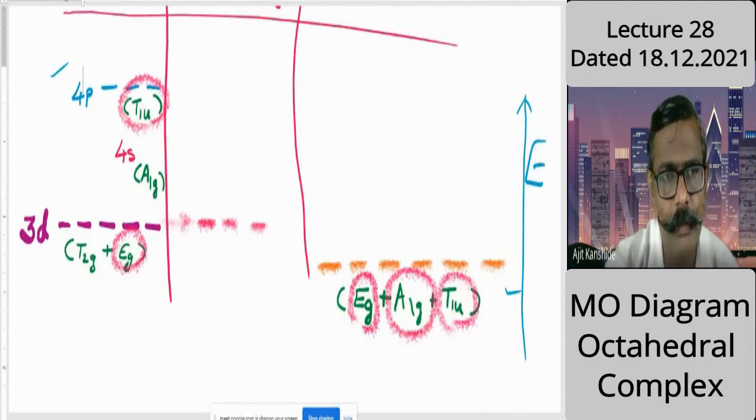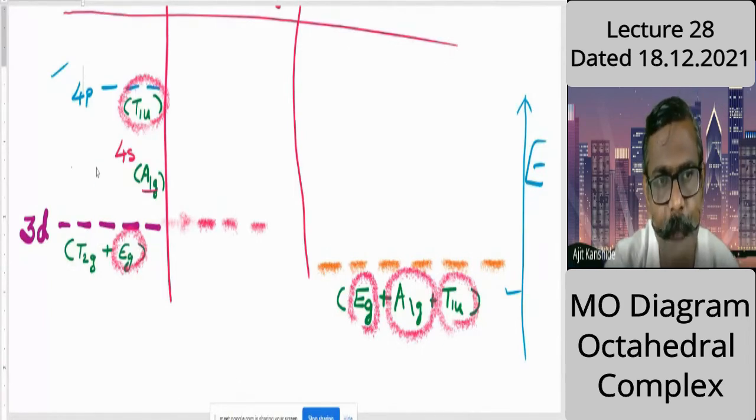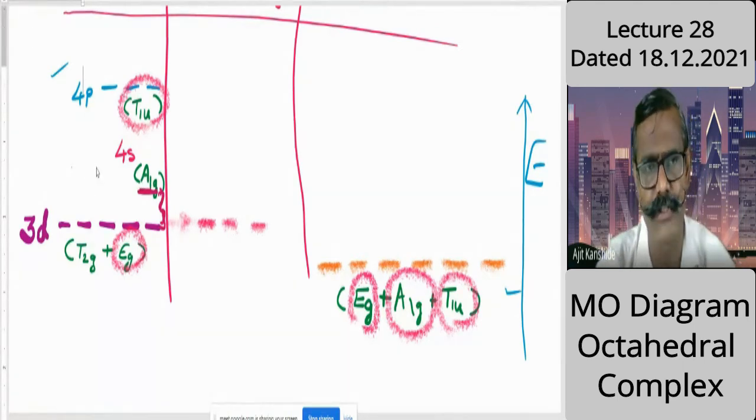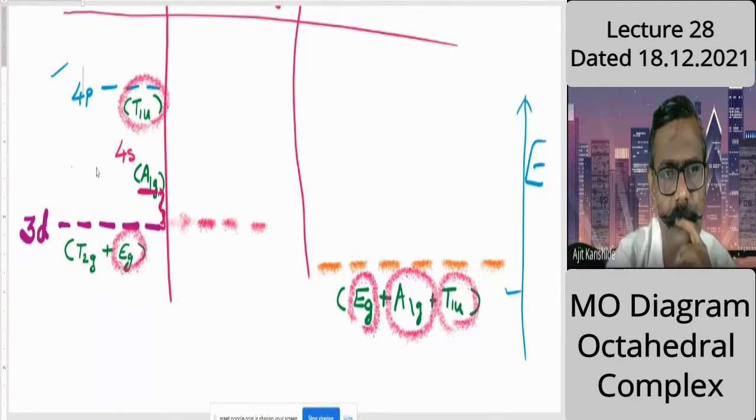See what I am doing. A1G was there upside previously. Now I am bringing that A1G a little down. Down means here I represent that A1G. Why? For this A1G and 3d, the energy gap should be less. Energies are comparable. Therefore I just brought it down for our next suitable explanation. Is that change clear? Yes, sir.